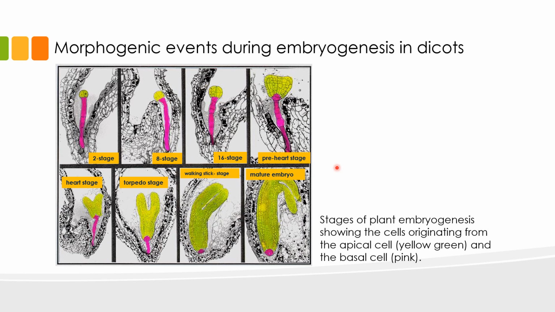Those that originated from the apical cell are colored yellow-green and now form part of the shoot. The cells that originated from the basal cell are colored pink and now form part of the root cap and also the radicle.